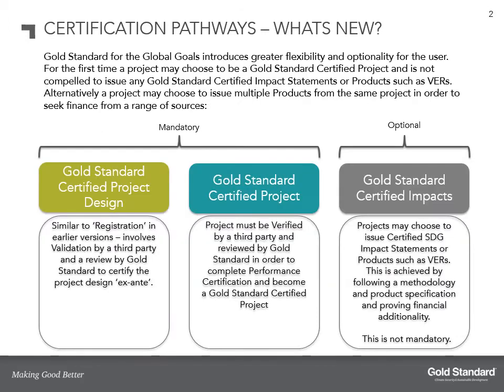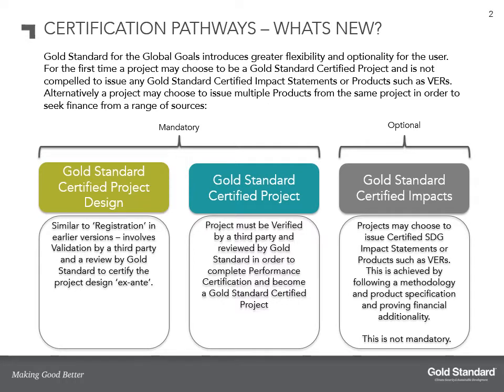So I'm going to start by talking about the certification pathways in Gold Standard for the Global Goals. As you'll know by now, one of the key principles and aspirations of the new standard is to provide developers with greater flexibility and choice of what to certify and what to issue. For the first time, projects can achieve Gold Standard certified project status but are no longer compelled to issue carbon credits or other products unless they choose to. So really in the new standard, there are three key certification statuses that are available. The first two are mandatory in that all projects must achieve them to remain Gold Standard certified, and the third is optional depending on which pathway you're seeking.